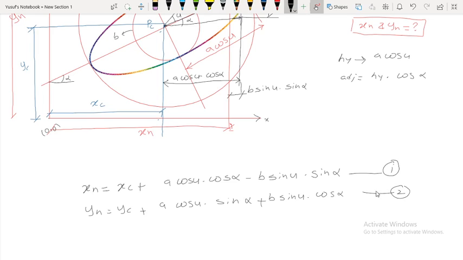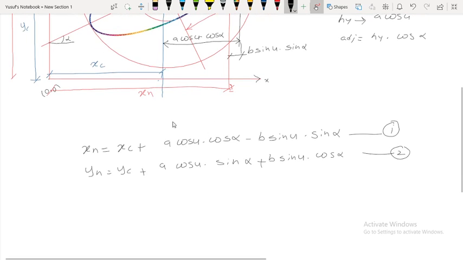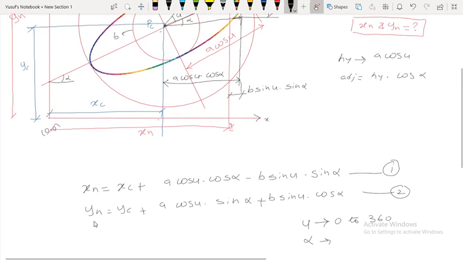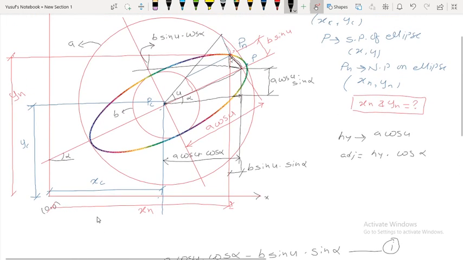These are the two equations. By using these two equations, we can calculate the points on the ellipse. The x and y are the x component and y component of the ellipse, where xn is equal to xc plus a cos u cos alpha minus b sin u sin alpha, and yn will be equal to yc plus a cos u sin alpha plus b sin u cos alpha. In these equations, you have to change the parameter u from 0 to 360, and the value alpha will be constant, which is the inclination of the x-axis. These are the two equations to calculate the x and y component of the ellipse.